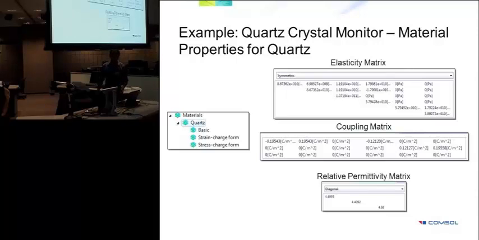So the quartz material that we added, these are the material properties. Obviously they are not isotropic. It's a piezoelectric material. The elasticity matrix is anisotropic. Coupling matrix is anisotropic. Coupling matrix is the one that connects the electrical field with the mechanical stress. And then the relative permittivity is also a diagonal matrix. So these are not just regular isotropic values.